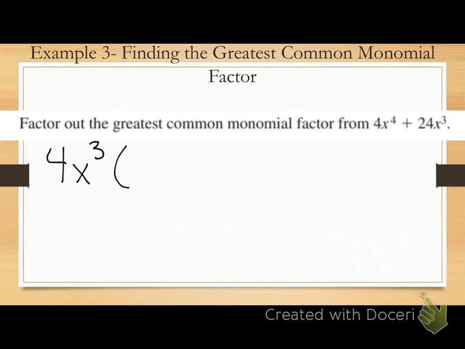So, 4 times what would give me 4? 1. Okay? How many x's does this first term have? 4. How many am I distributing through? 3. So how many more do I need to get it to x to the 4th? 1 more, right? Do I need that 1 in front of the x? No, I don't. What is 4x to the 3rd times x?